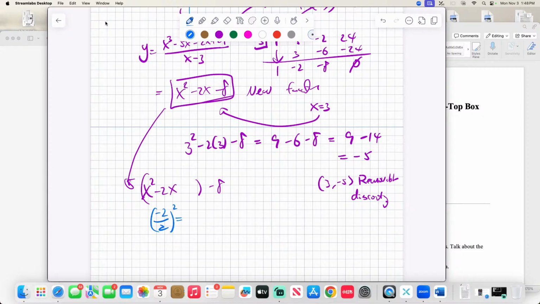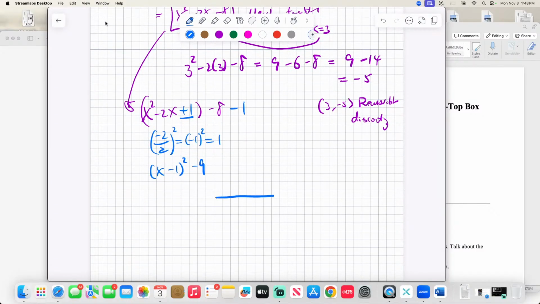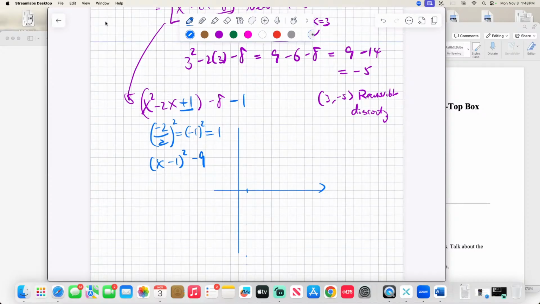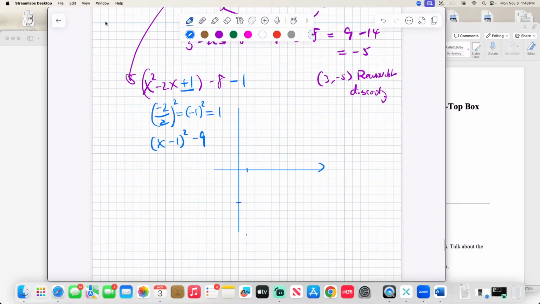So that's going to be squared. That's going to be negative 1 squared, which equals 1. So it's going to be plus 1 here. Then it's minus 1 outside. So it's going to be x minus 1 squared minus 9. So that becomes vertex form. The vertex is going to be 1 and 9 units down on the bottom. So it's right here. Is that okay? This is facing up.